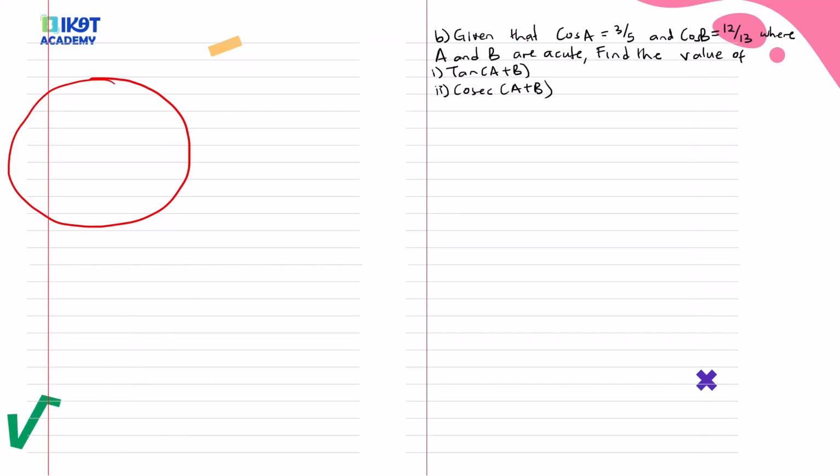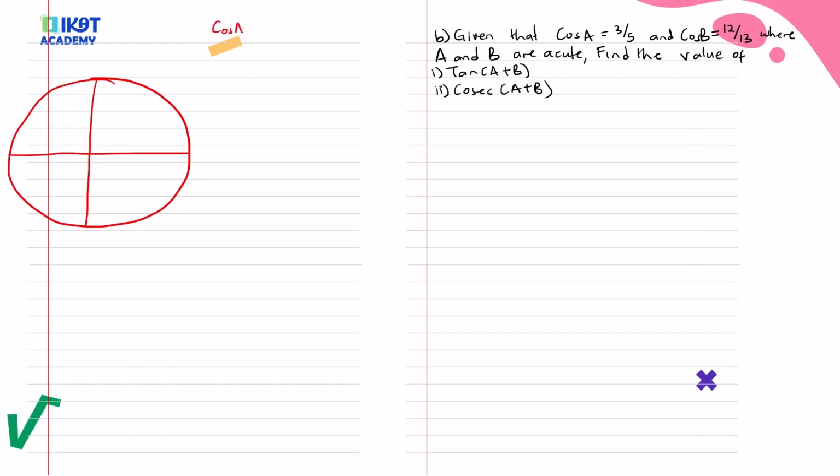Okay, now we're going to look at this number. The question says, given that cos A is this and cos B is this, where A and B are acute. So the first thing in these questions, remember that we've done this concept before. So just that the difference is how we will be solving. So we draw, now we have cos A and cos B.